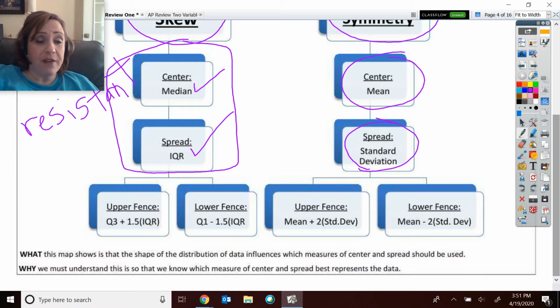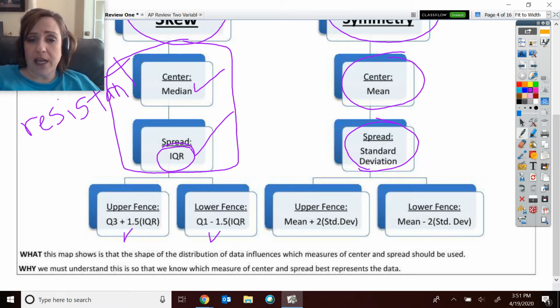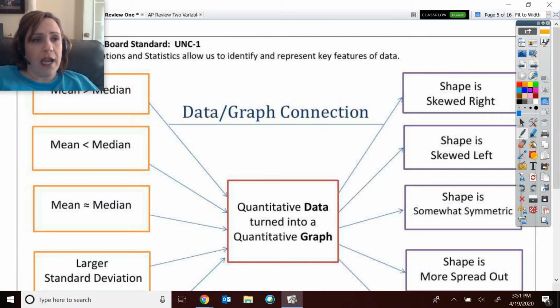Here are the fences for our median and IQR ones. Remember Q3 plus 1.5 IQRs. The lower fence is Q1 minus 1.5 IQRs, but you remember for standard deviations, it's the mean plus or minus 2 standard deviations. All right.